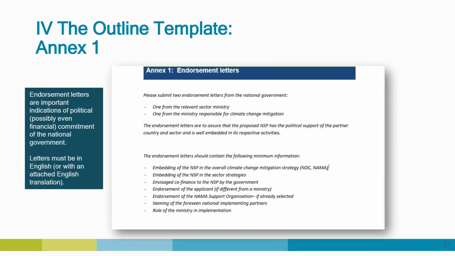Okay, so now that we've gone through the outline, let's also have a quick overview of the required annexes that should be submitted along with the outline. In Annex 1, we expect endorsement letters from the national ministries that we've already identified in the outline. We would like to stress that endorsement letters are much more than a formal requirement. They give an idea of the level of political and possibly also financial commitment of the national political partners. The content of these letters is therefore carefully studied and considered during the assessment of the outline. Endorsement letters should be in English or at least accompanied by an English translation.